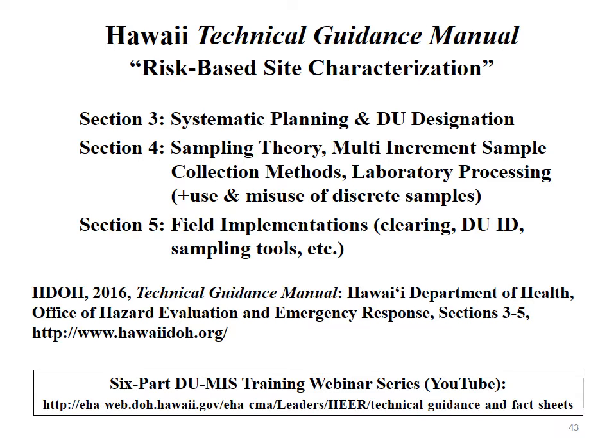I like to refer to this as risk-based site characterization. We don't use the term in the manual yet, but that's really what we're doing. Sections 3, 4, and 5 look at how to plan a site investigation. Section 4 is sampling theory: how to collect multi-increment samples and process them, and the use, which we would use sometimes for discrete samples, and misuse.